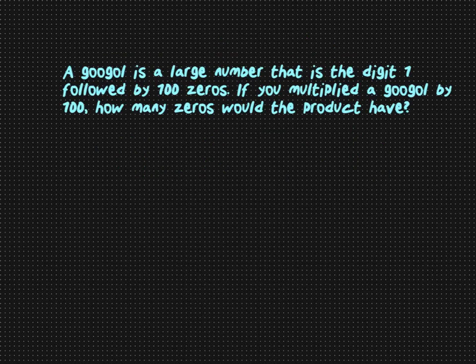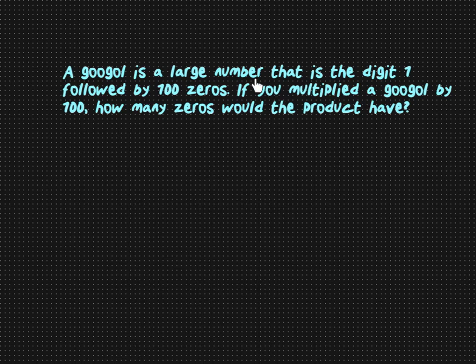We have one question or one problem left to work through before you get to work on your own. This question says, a googol is a large number that is the digit 1 followed by 100 zeros. If you multiplied a googol by 100, how many zeros would the product have?